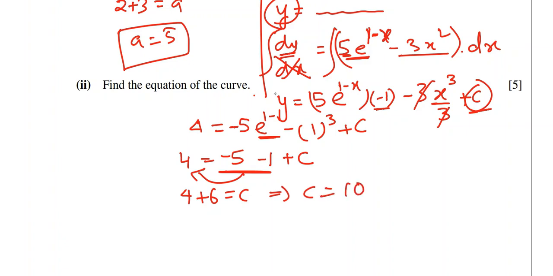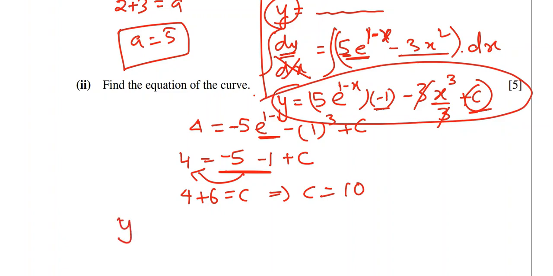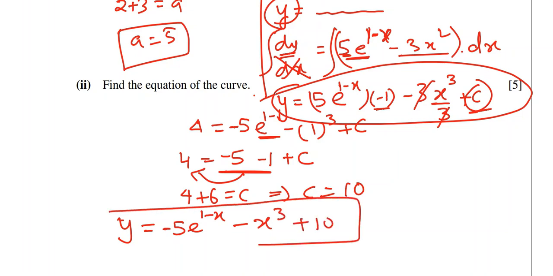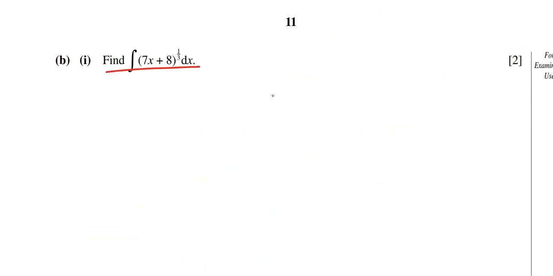And our final equation becomes, we'll substitute c in this equation, y equals 5 minus 5 e to the power 1 minus x, minus x cube plus c, plus 10. This is the equation of the curve. Let's find this. So we have to integrate this.